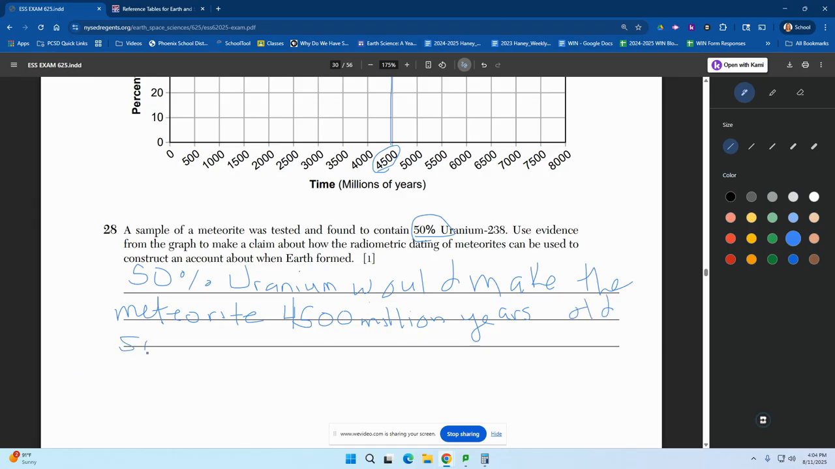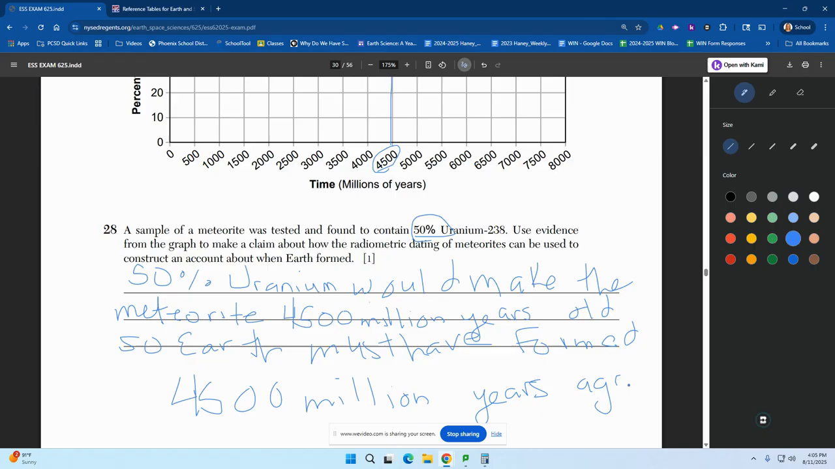So Earth must also have formed 4,500 million years ago. Okay, so we're using the age of the meteorite to assume that that's when Earth had initially formed.